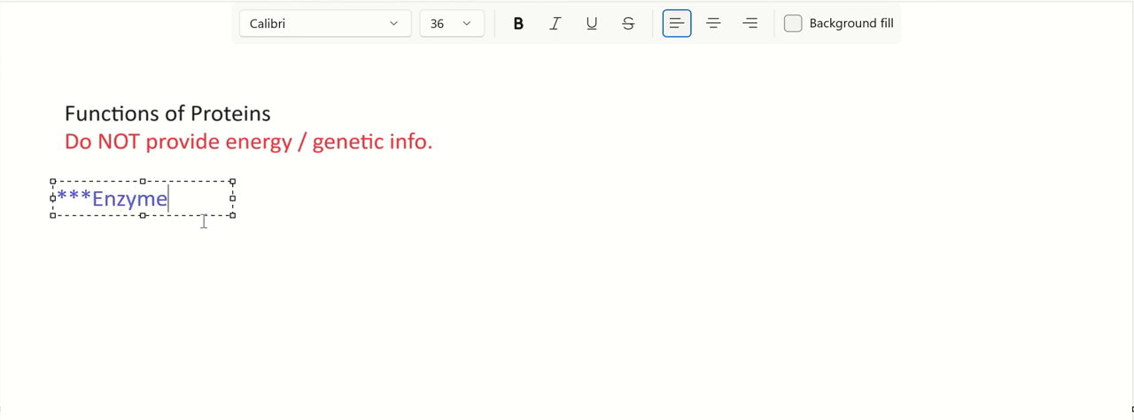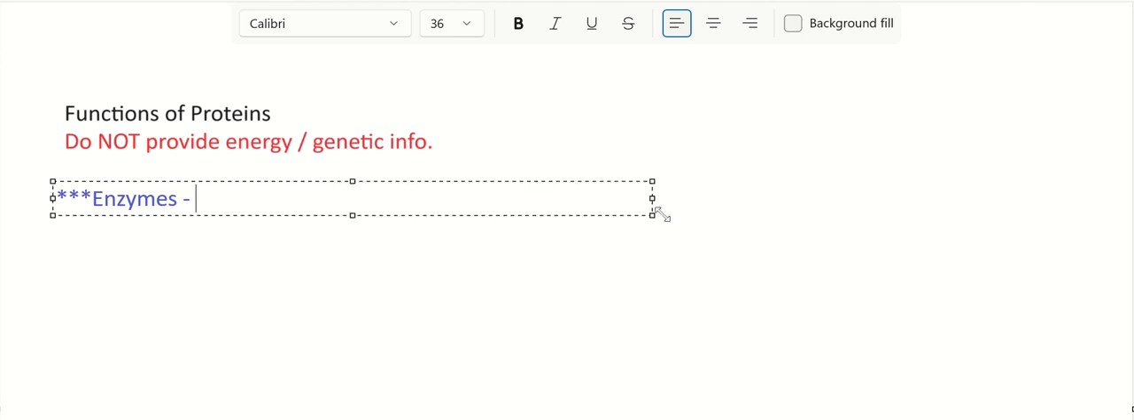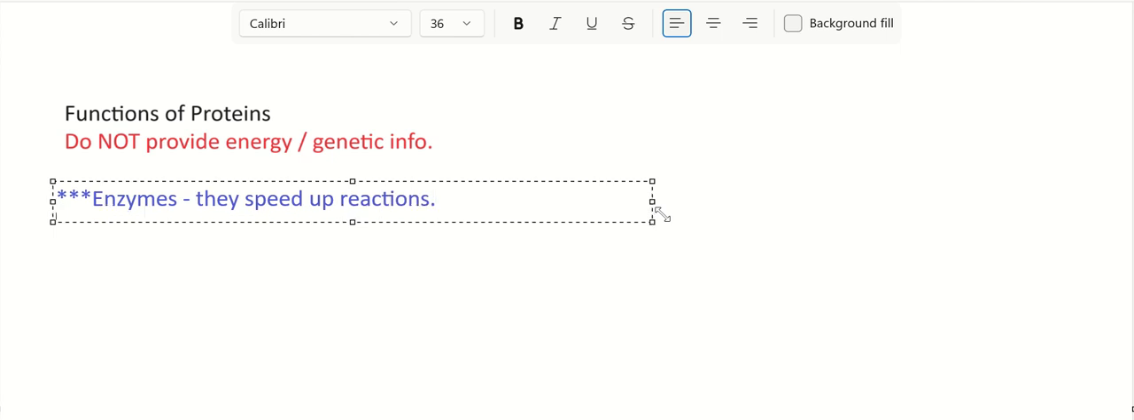Proteins can act as enzymes, right? And what do enzymes do? They speed up reactions. There you go. When you're asked to describe a function of proteins, write that.